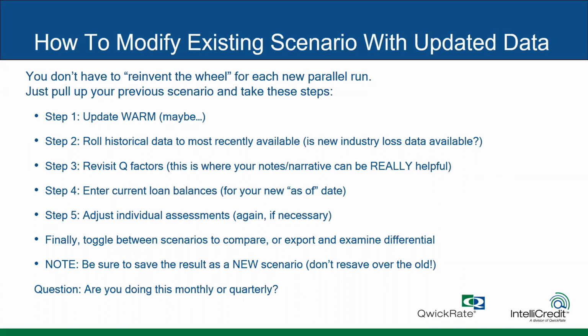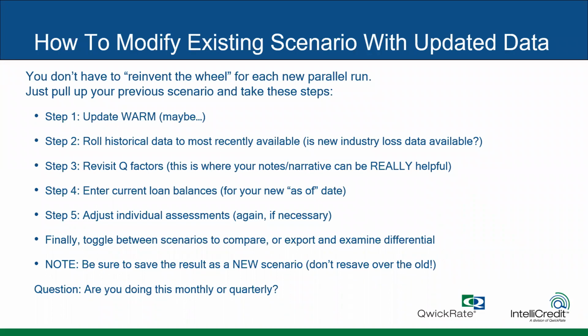It's not a parallel run anymore for each new running of your tool, right? You come in, you pull up last quarter's scenario, and maybe you update your WARM. Have you recalculated your WARM calculations in the last quarter? Are they changing much on a quarterly basis? Do you feel like you need to update them again?